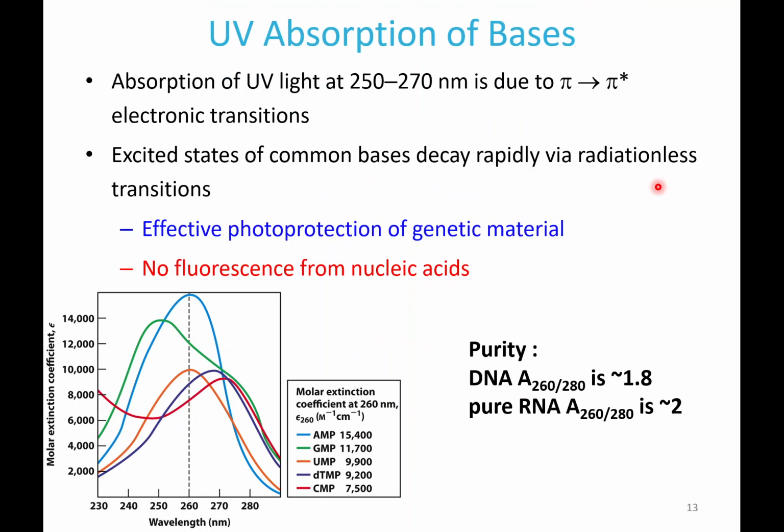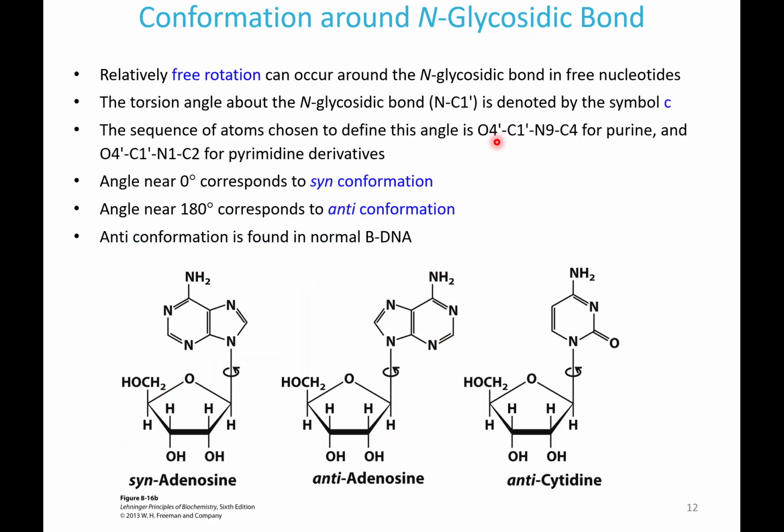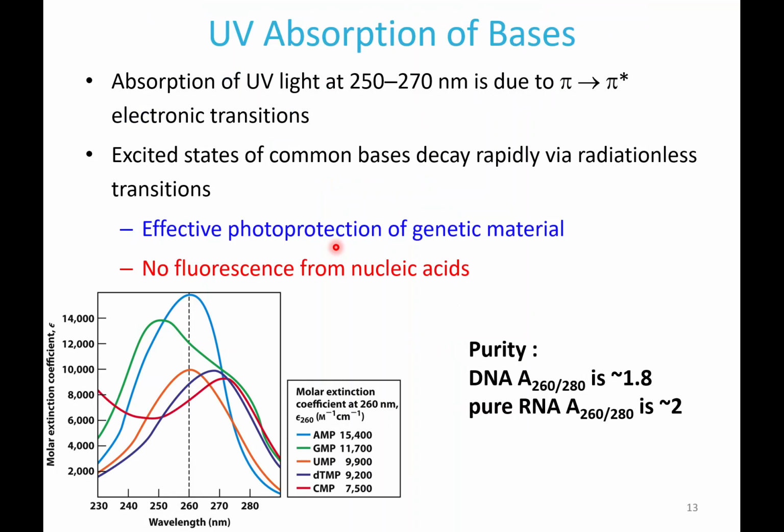Okay. Nitrogenous bases absorb UV light, like we mentioned, and again, that range is somewhere between 250 and 270 nanometers, where they're maximum. Okay? And that's due to pi to pi star electronic transitions. And if you look at these molecules, they have lots of double bonds in them, so there's lots of pi electron orbitals for this to happen.